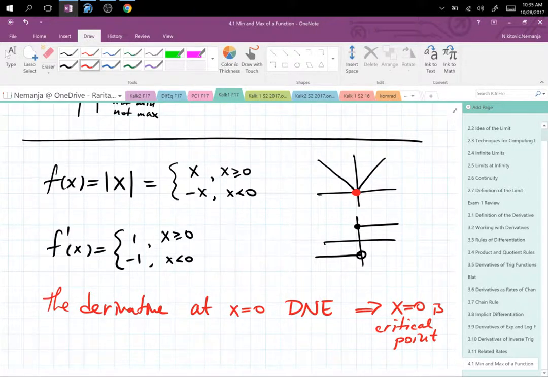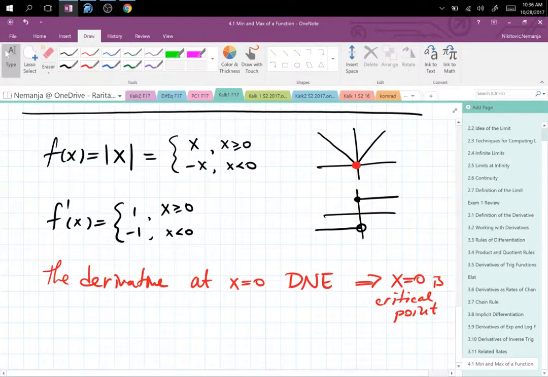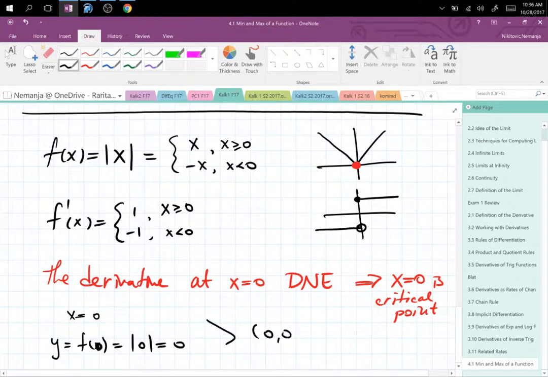The derivative value did not exist, but our definition allows for it to have a minimum if the derivative doesn't exist. So now we have that x is equal to 0, y is equal to f of 0, which is absolute value of 0, which is still 0, and it spits out the (0, 0) point. And the (0, 0) point in this case was a critical point, which was a minimum. So here is the case where the derivative does not exist and it's a minimum.